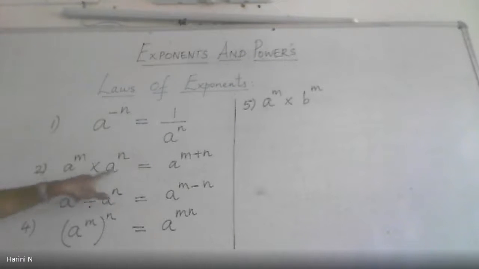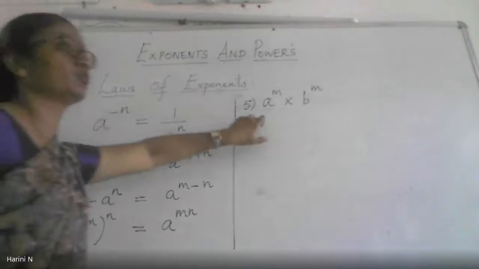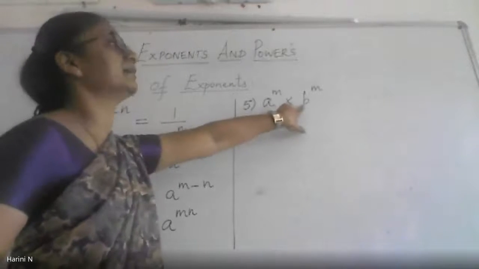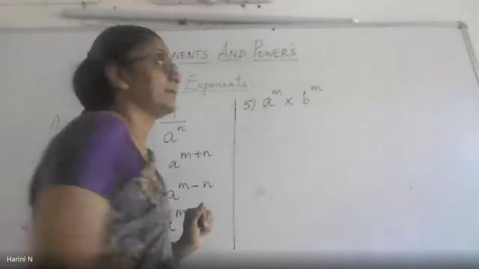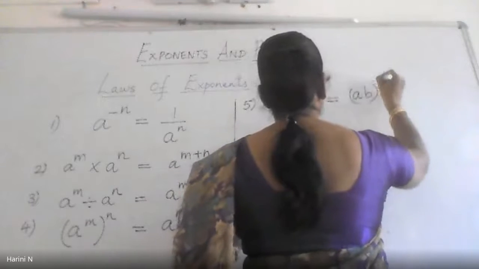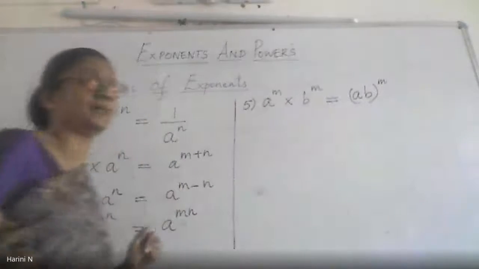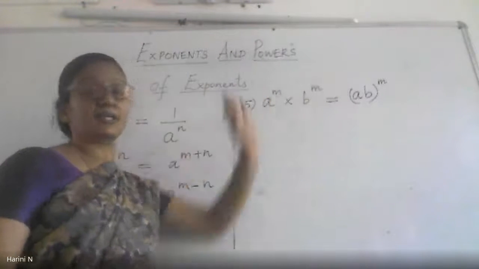That means the base is the same, but the exponents are different. Now in the fifth one, the base numbers are different, but the powers are the same. Means what? Here it can be written as ab to the power n, A and B both raised to the power n.